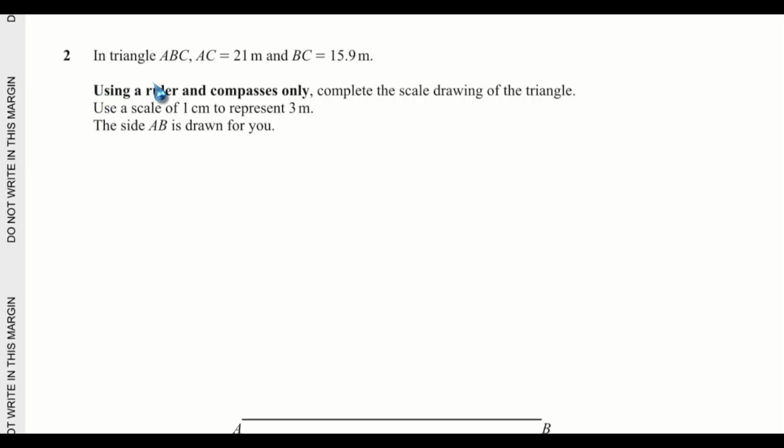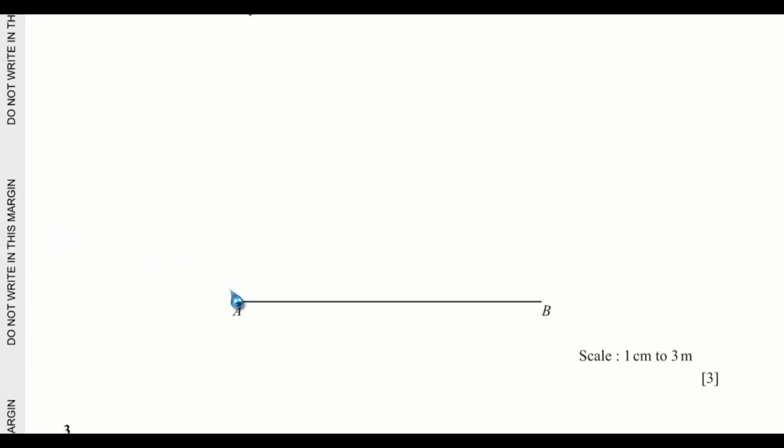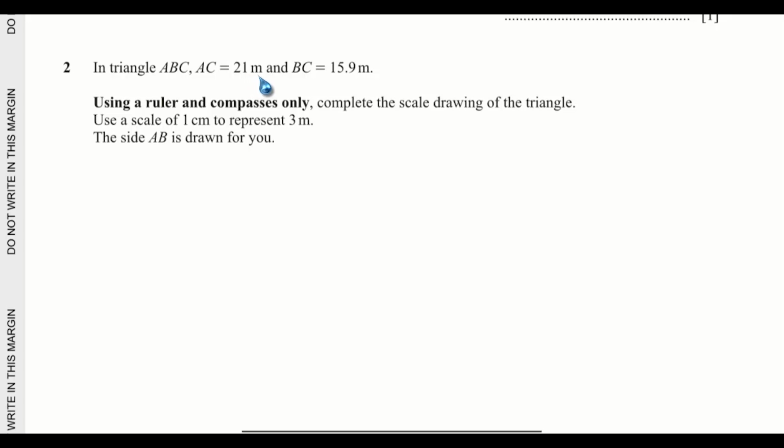Question 2. In triangle ABC, AC is equal to 21 meters and BC equals 15.9 meters. Using a ruler and compasses only, complete the scale drawing of the triangle. Use a scale of 1 centimeter to represent 3 meters. The side AB is drawn for you. So let's scroll down. This is side AB. We need to convert 21 meters to centimeters as well as BC, which is 15.9 meters.